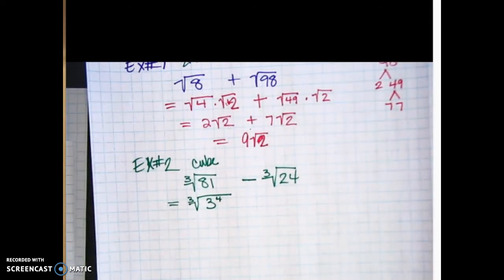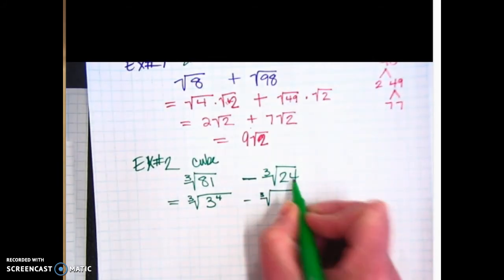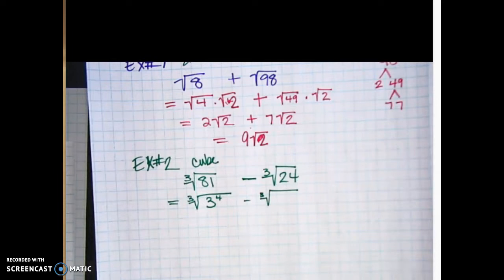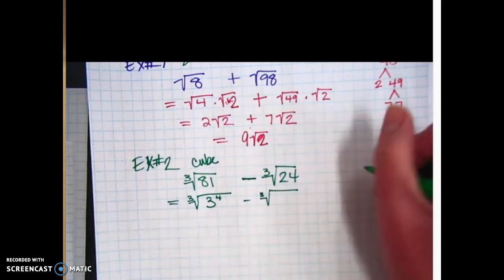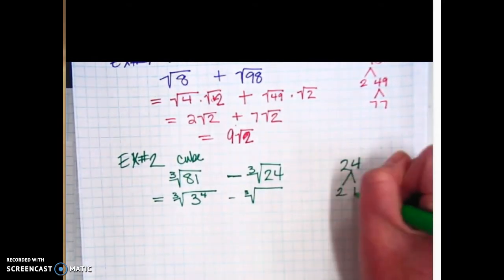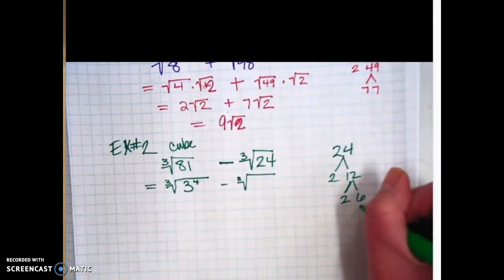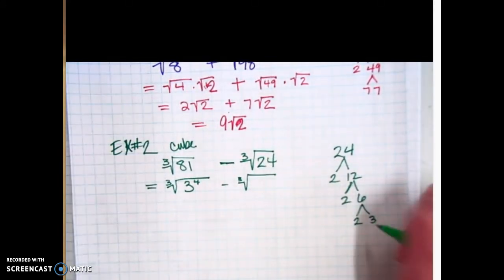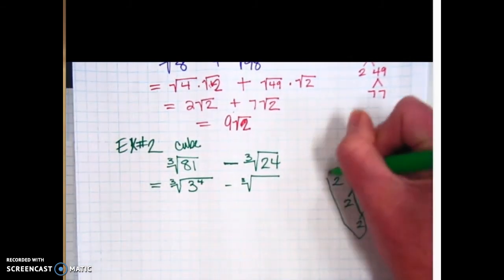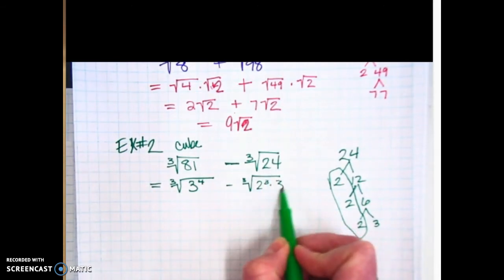We need to take 3 of those apart from one of those, right? How can I rewrite the 24 as a power? This one's a little bit trickier. So let's do the prime factorization of 24. 2 goes in there 12 times, right? 2 goes into 12 6 times, and 2 goes into 6 3 times. So we have a 2 to the third power, and we have a 3 to the first power.